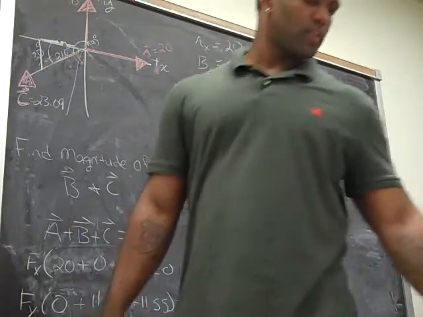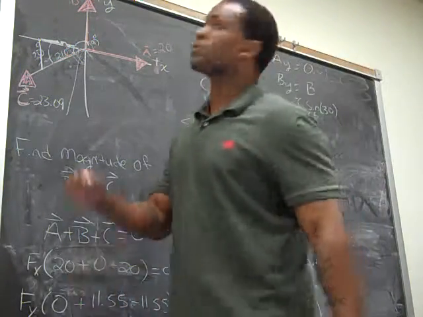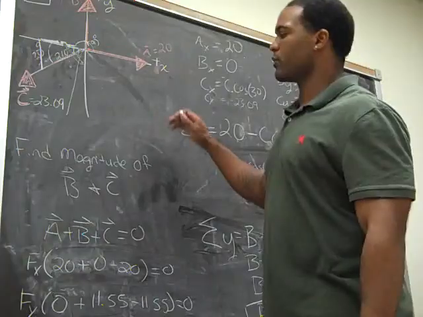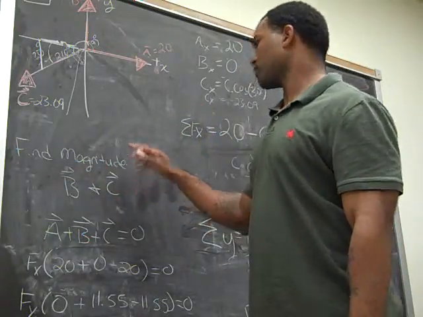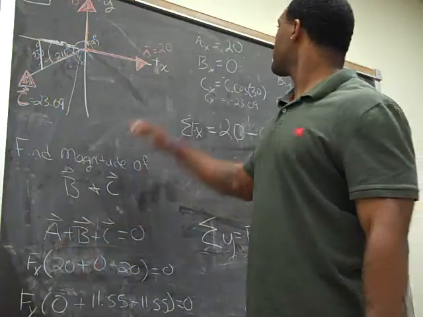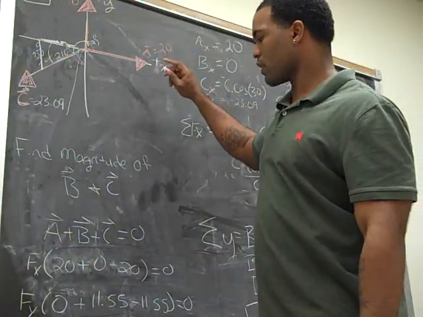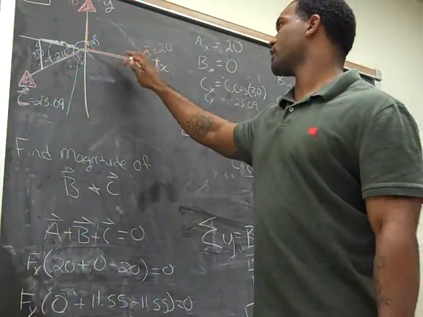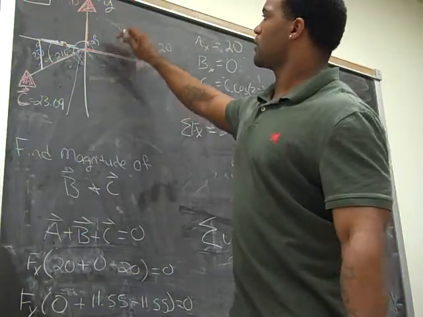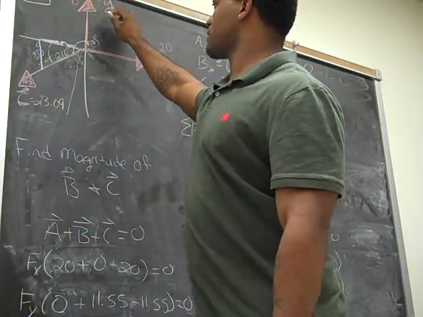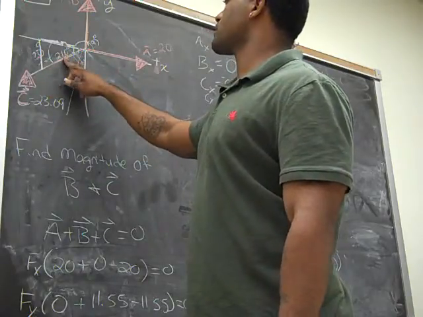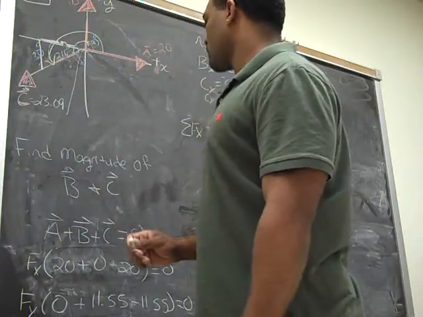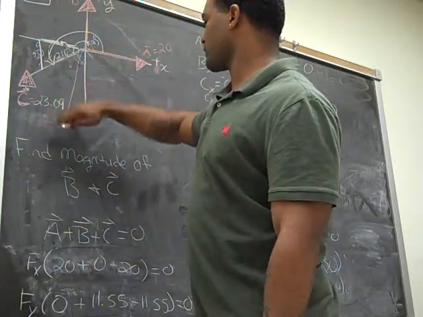All right, this is problem 13. We were given a vector A, which was equal to 20, and we were given vectors B and C in terms of their angle with respect to the x-axis. Vector B was 90 degrees from positive x. Vector C was 210 degrees from positive x. So we need to find the magnitude of vector B and vector C.